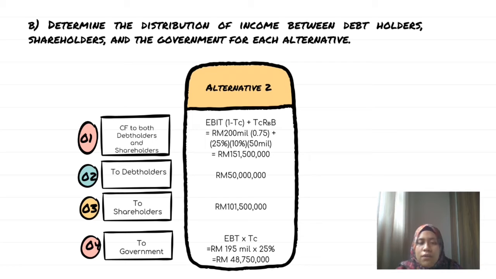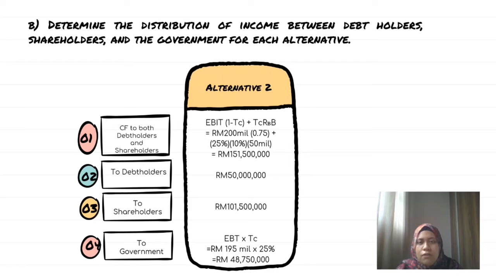Okay, step 4 is how much we're going to give to the government, the company. The formula is earning before tax times tax rate. For this earning before tax, you need to know we get 185 million, which is different from alternative 1. This is because alternative 2 has debt.